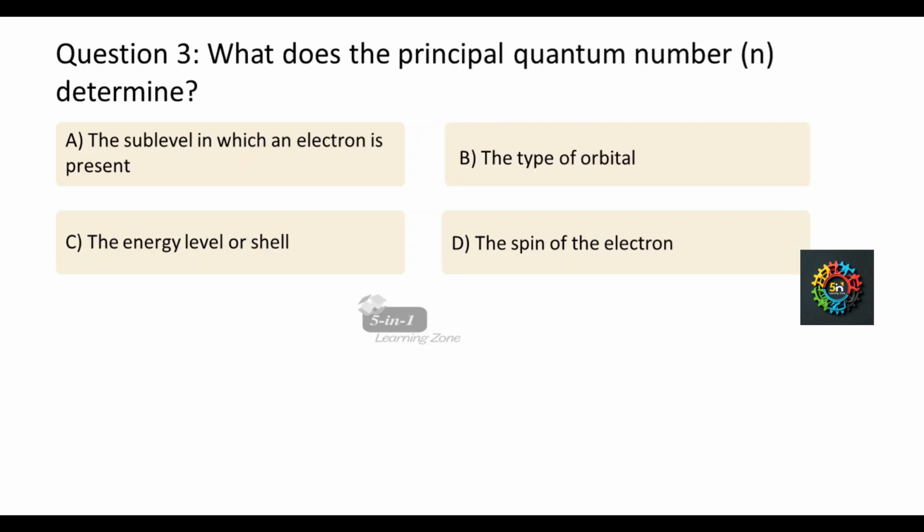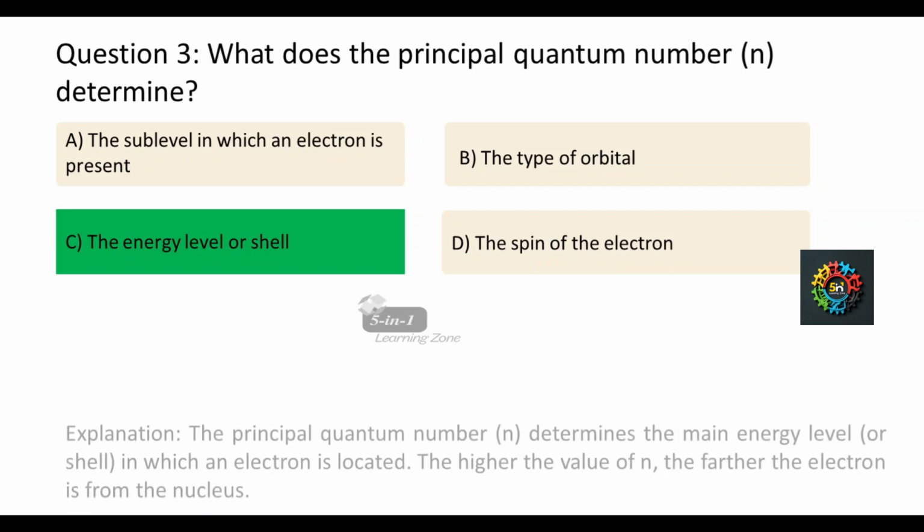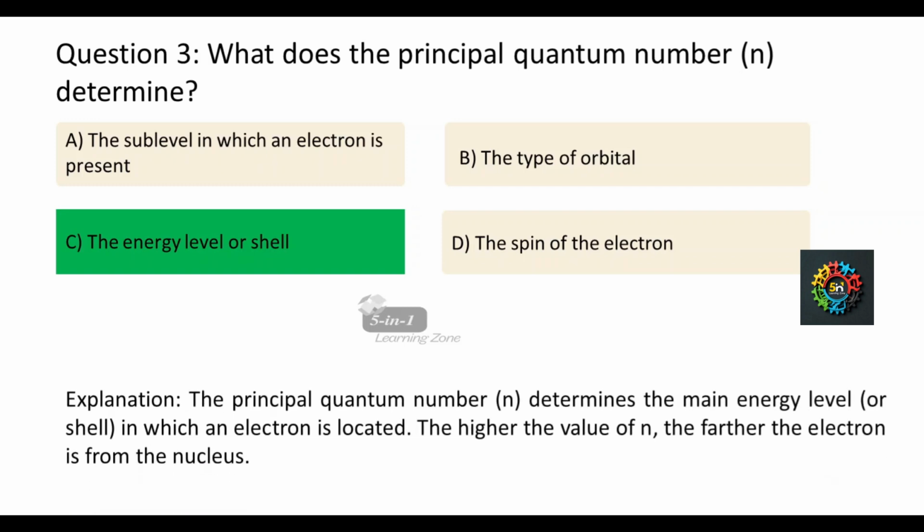3. What does the principal quantum number n determine? Answer: C. The energy level or shell. Explanation: the principal quantum number n determines the main energy level or shell in which an electron is located. The higher the value of n, the farther the electron is from the nucleus.